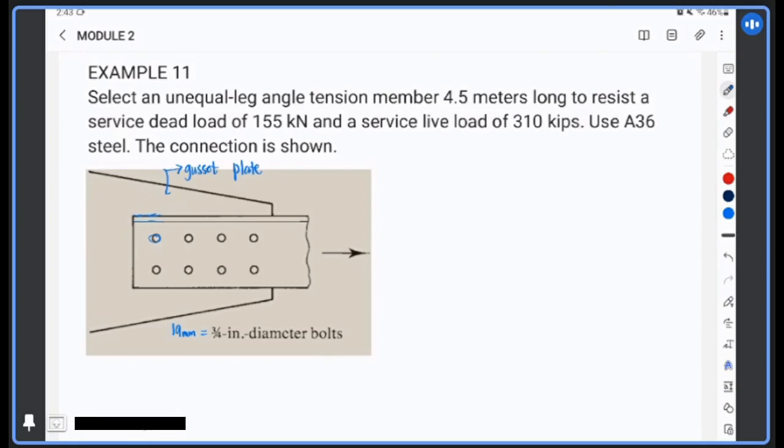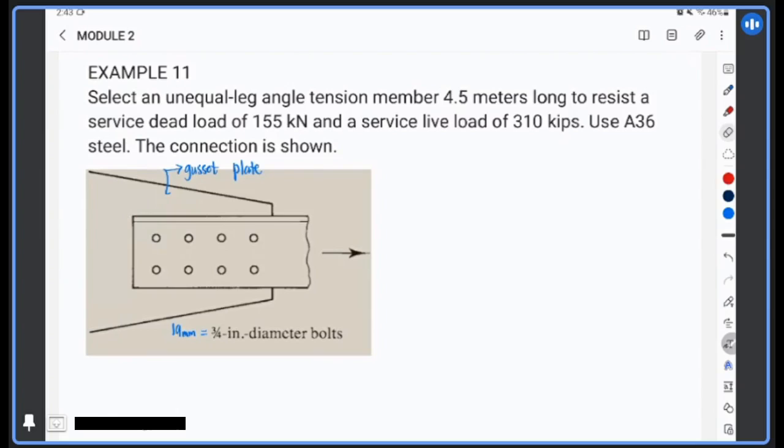To select an unequal leg angle in tension. So unequal, hindi natin ito sa mga equal legs, yung mga 6x6, 4x4, 8x8, 5x5. Hindi tayo mag-choose sa mga ganun. And also, it is 4.5 meters long. Can you imagine that member? 4.5 meters.